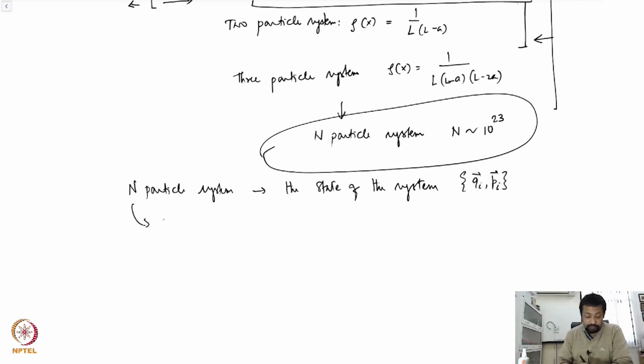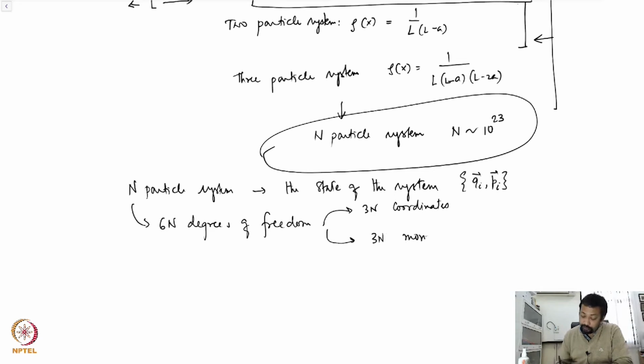So for this, there are 6n degrees of freedom. So you have 3n translational degrees. Well, sorry. Let's write coordinates. And you have 3n momenta. We are ignoring the internal degrees of freedom over here. So there are 6n degrees of freedom altogether.